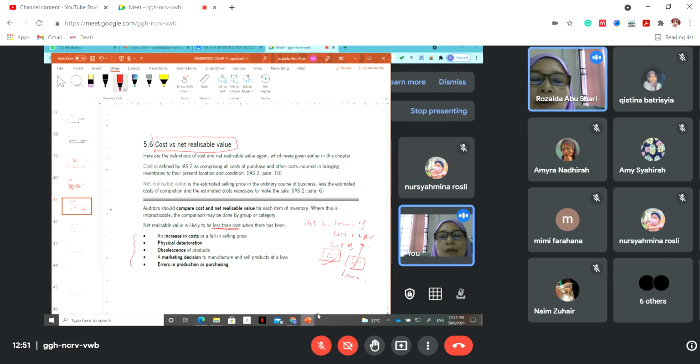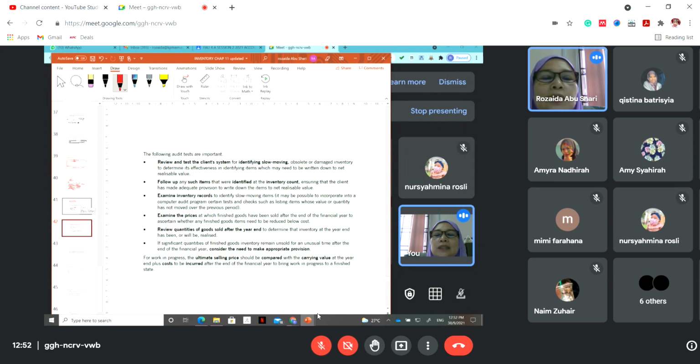Increase in cost or fall in selling price, physical deterioration of the inventory. So dia dah ada cacat sikit, then they will sell lower than cost. Obsolescence of the product, okay, susut nilai dia, hakisan dia and so on. Marketing decision to manufacture and sell product at a loss. So dia memang nak bagi sedekah, so sell at a loss. Okay, error in production or purchasing. So that is the situation. So how are you going to perform the audit test?